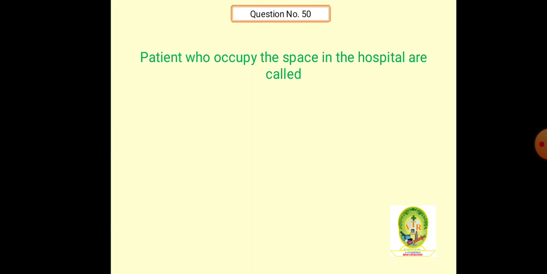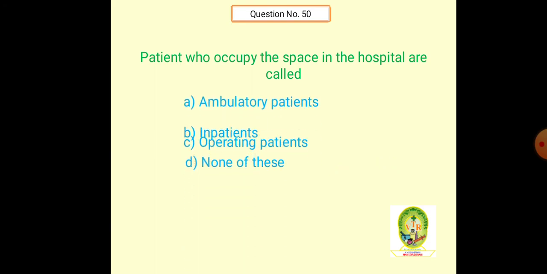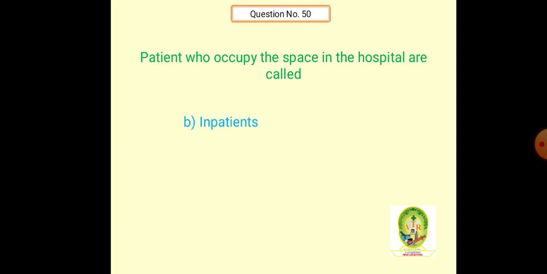Patients who occupy a bed in the hospital are called as. Options are A. Ambulatory patients, B. Inpatients, C. Operating patients, D. None of these. Right answer is B.